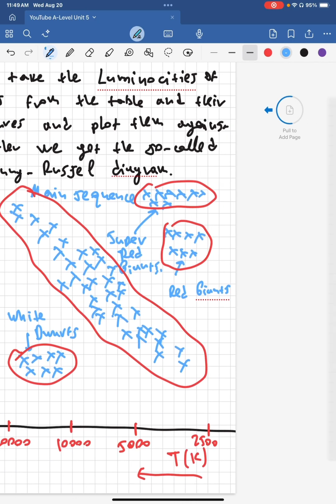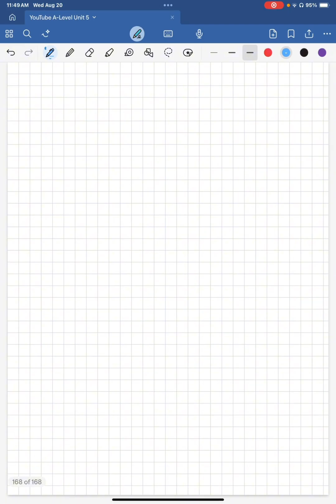But we will talk about that in a moment, okay? Now, let's write a few notes about this diagram that's good to know. So, note. In general, luminosity is hard to determine.